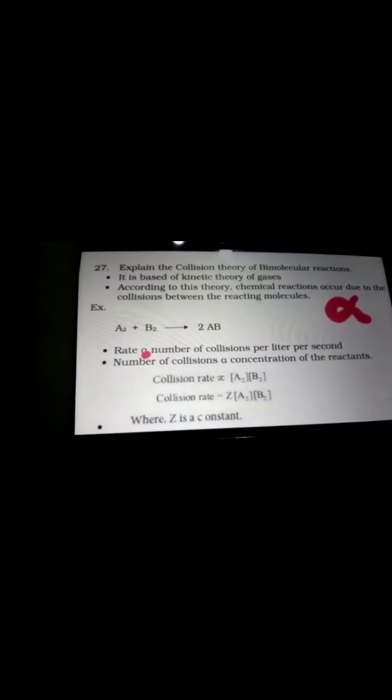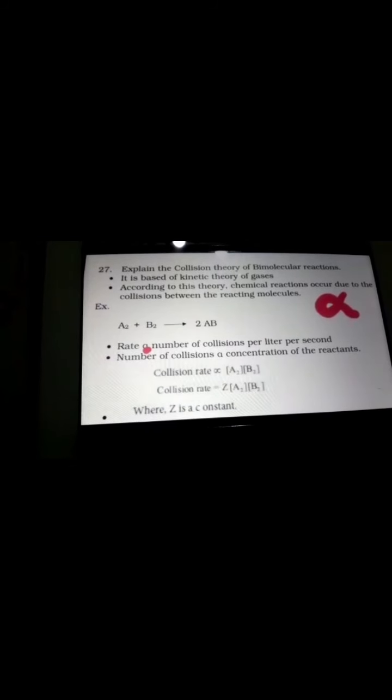The rate is proportional to the number of collisions per liter per second, and the number of collisions is proportional to the concentration of the reactants. So the collision rate is proportional to the concentration of the two reactants, A2 and B2. The proportionality symbol is removed and a constant Z is introduced: Z into concentration of A2 into concentration of B2. This constant is called the collision rate constant.